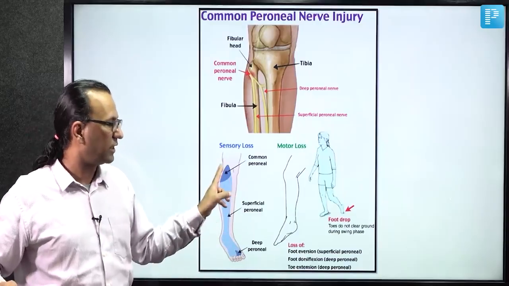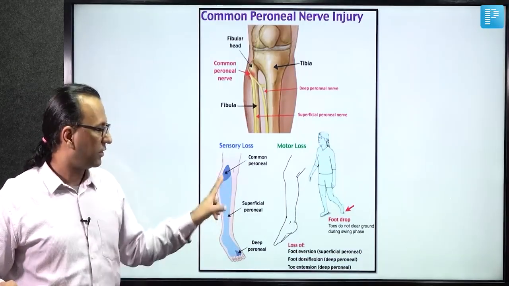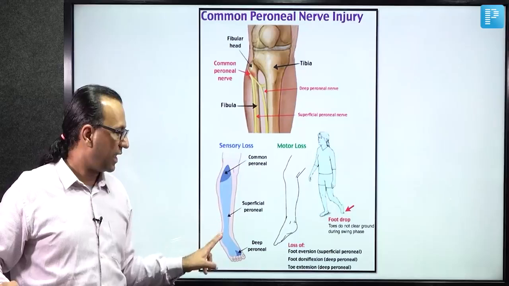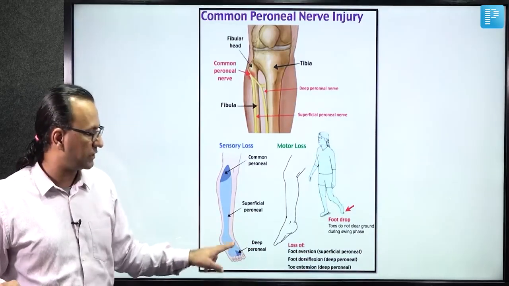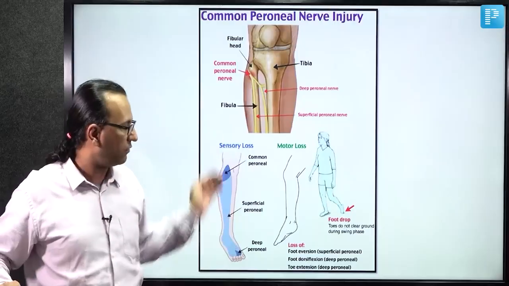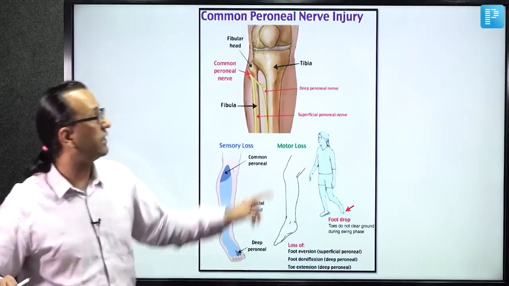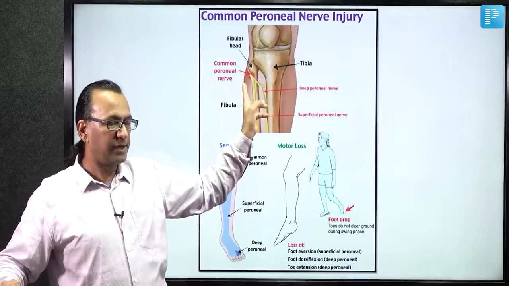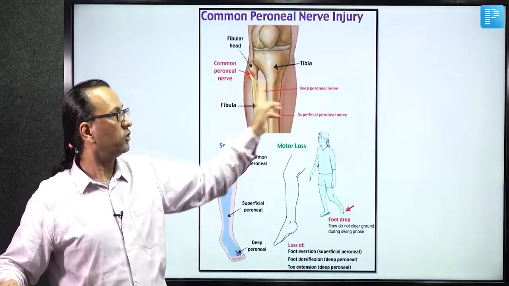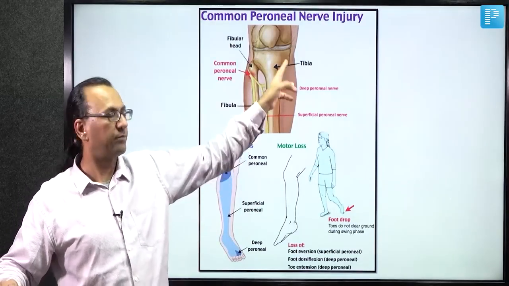The territory of the common peroneal nerve is lateral to the knee, and the territory of the superficial peroneal nerve is the lateral leg aspect and also most of the dorsum of the foot, except the dorsum of the first web space, which is actually supplied by the deep peroneal nerve. All will have sensory loss if there is injury of the common peroneal nerve lateral to the neck of the fibula. That could be a blunt injury, or it could be due to a POP cast which has been put tightly below the knee.